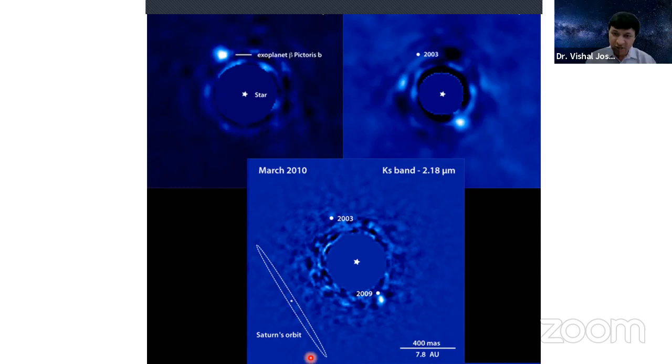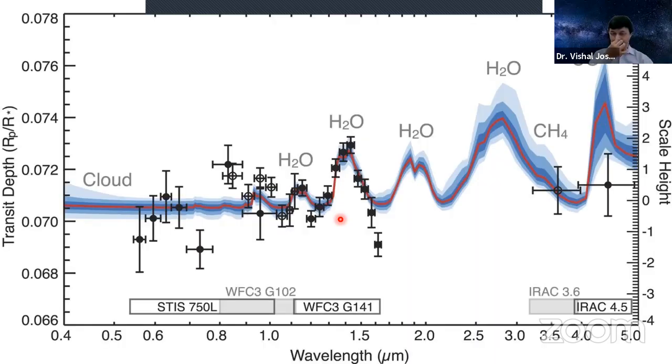And here the orbit of the planet is compared with Saturn's orbit. The orbit is much smaller than Saturn's orbit. It is larger than Jupiter's orbit, but smaller than Saturn's orbit. So we have convincing evidence that yes, we have detected planets, whether directly or indirectly. And now with the development of technologies, we have not only detected planets, we have detected spectra.